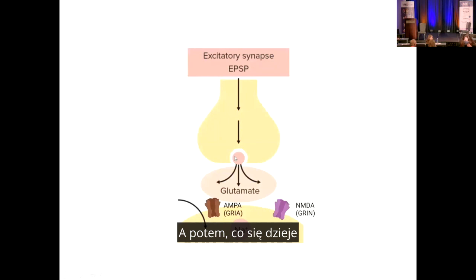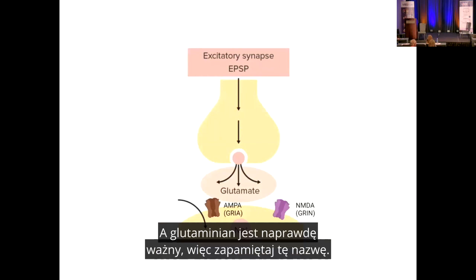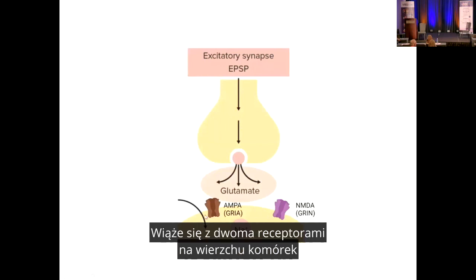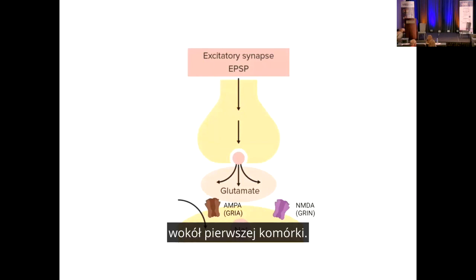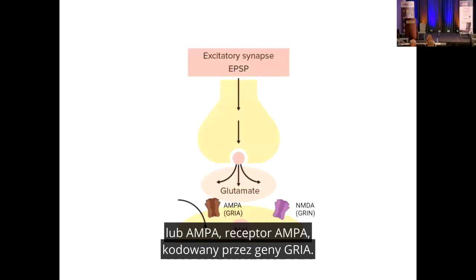And then what happens is that a substance called glutamate is released. And glutamate is really important. So remember that name. Glutamate is really cool and binds to two receptors on top of cells around the first cell. So these receptors are called the NMDA receptor, which is encoded by the GRIN genes, or the AMPA receptor, encoded by the GRIA genes.